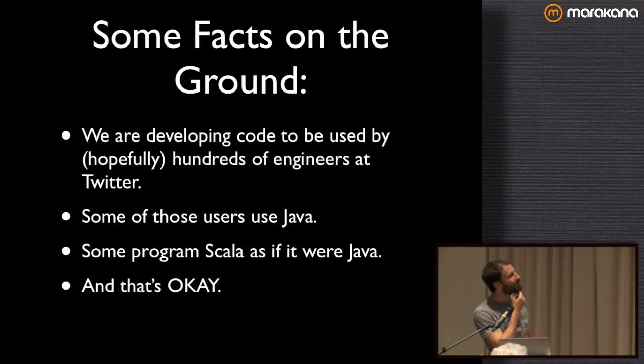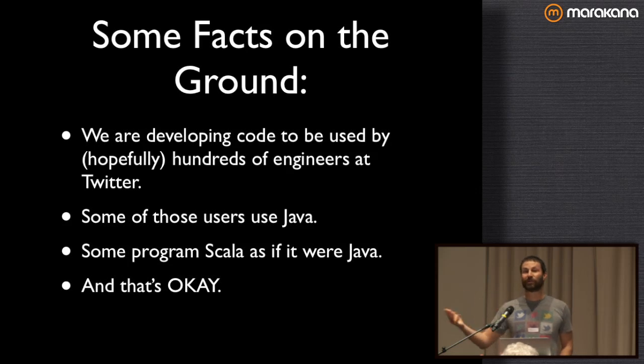So most of the things that we are aggregating, they're almost all monoids. It's really interesting. So the facts on the ground are that we're developing code to be used by hopefully hundreds of engineers at Twitter. It's not a monolithic structure, so if they don't like your code, they're just like, okay, I'm not going to use it. So I care about that.